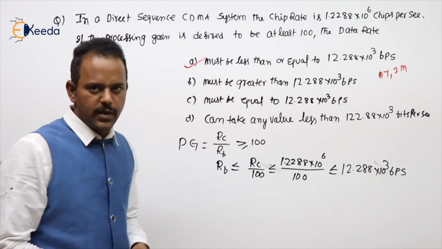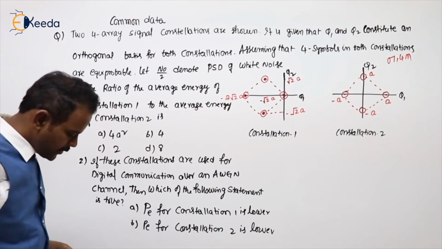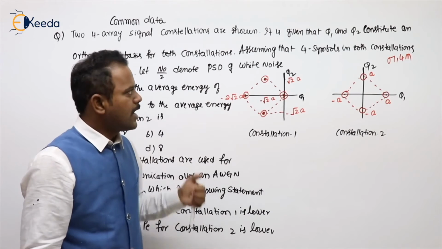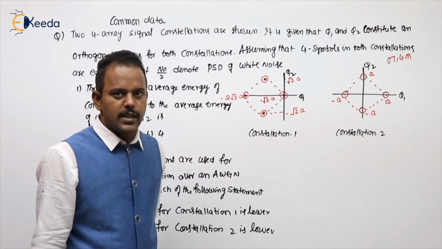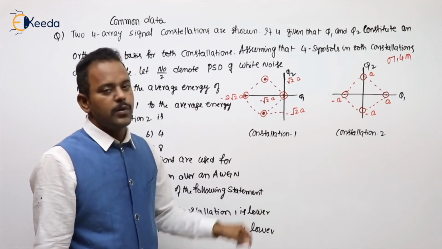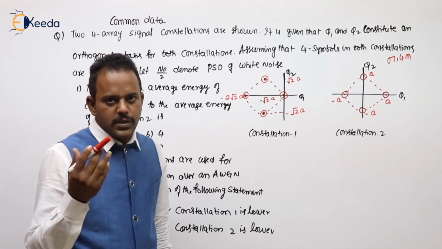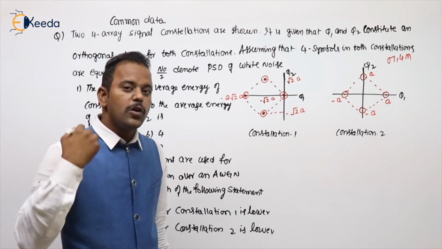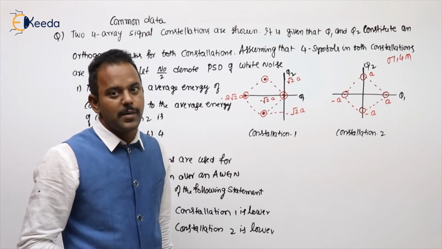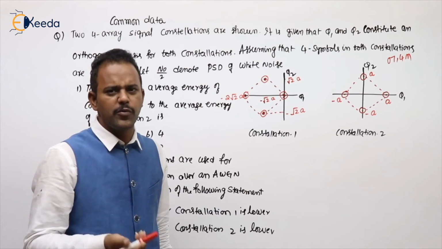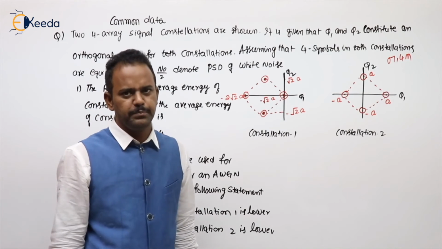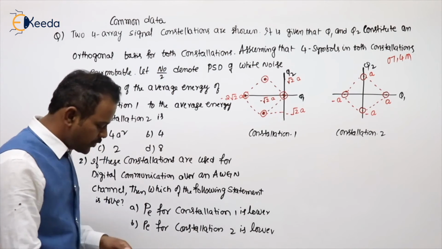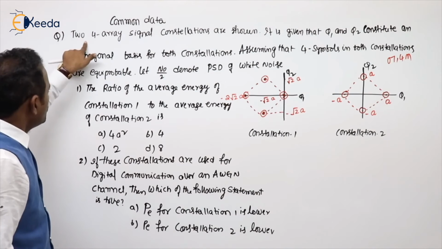Simple question for 2 marks. Clear? Yes, see the next problem. One of the excellent ones on the constellation diagram. This is a common data question asked in the GATE examination of 2007 for a total of 4 marks. If we see 2006, 7, 8, from only communication system, more than 20 marks came in the GATE examination. Especially in 7, more questions, 28 marks came only from communication system.